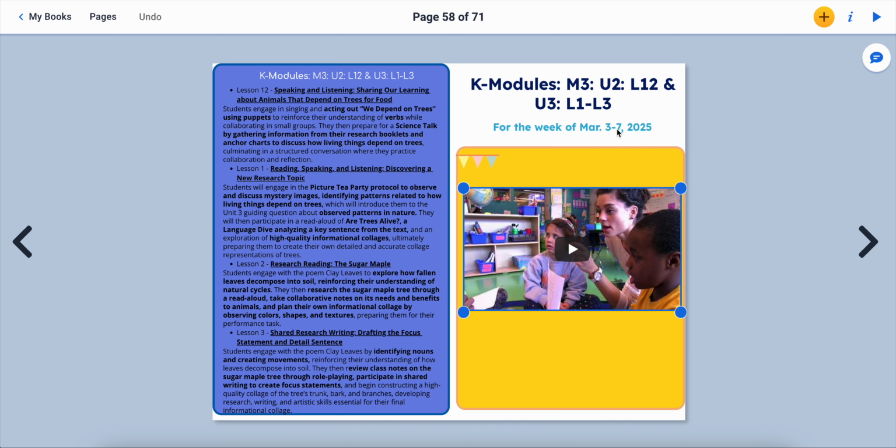So you could see in the video the teacher setting and framing the work to remind students that they are answering their big question, which their big guiding question was, how do living things depend on trees? Beginning the first 3 lessons of Unit 3, you will be modeling as the teacher with the sugar maple text how to begin researching and understanding to take notes on a tree and what a tree needs. Students will be talking about what the maple tree needs, what it looks like, and begin taking notes to start their writing by writing a focus statement and those detailed sentences.